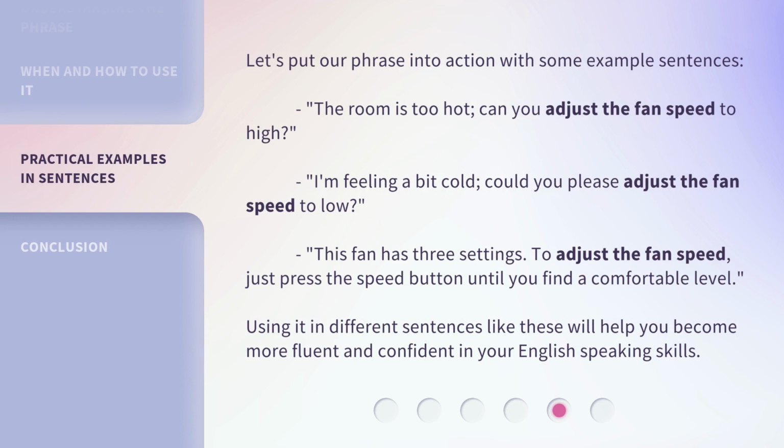Let's put our phrase into action with some example sentences. The room is too hot. Can you adjust the fan speed to high? I'm feeling a bit cold. Could you please adjust the fan speed to low? This fan has 3 settings. To adjust the fan speed, just press the speed button until you find a comfortable level. Using it in different sentences like these will help you become more fluent and confident in your English speaking skills.